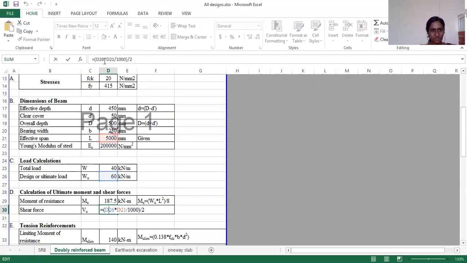So divided by 1000 I have done. Whole divided by 2, so this is WL by 2. If you do this, you will get 150 kilonewton. This is about the ultimate moment and shear forces.